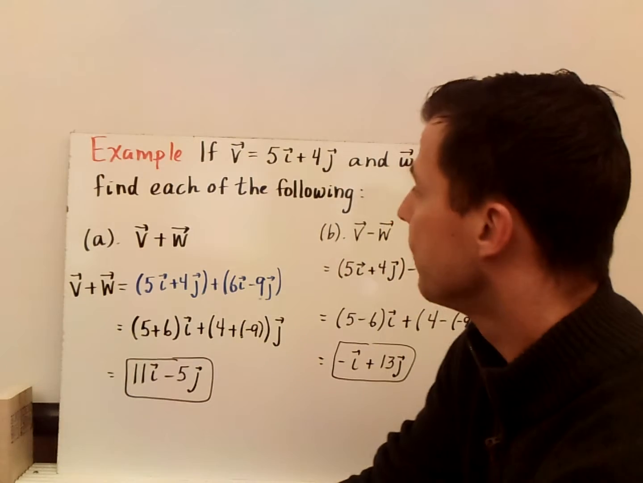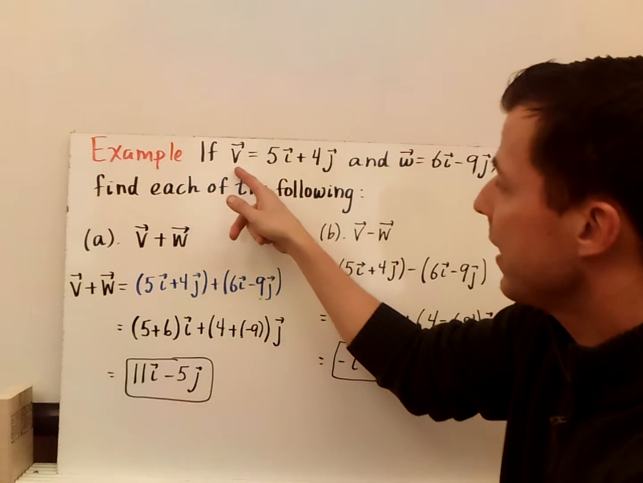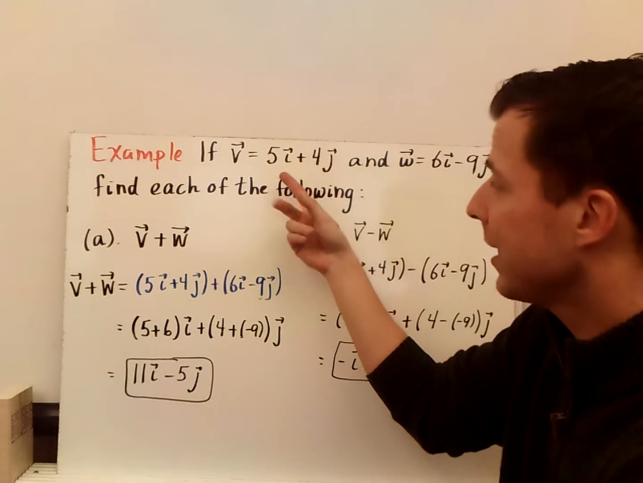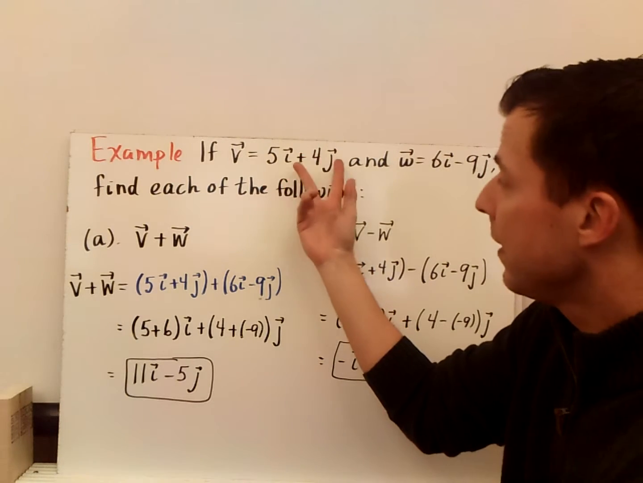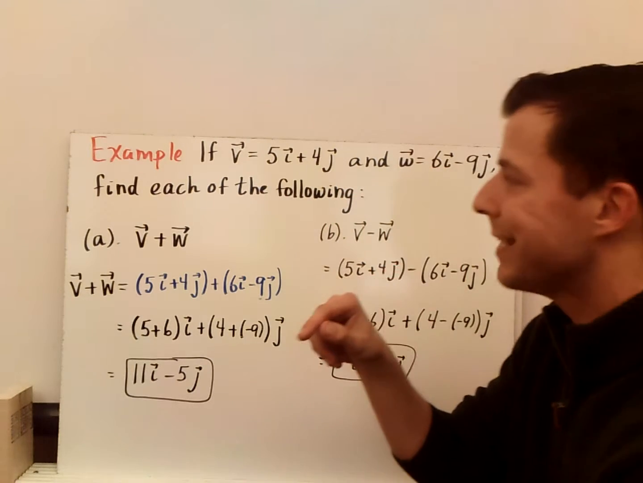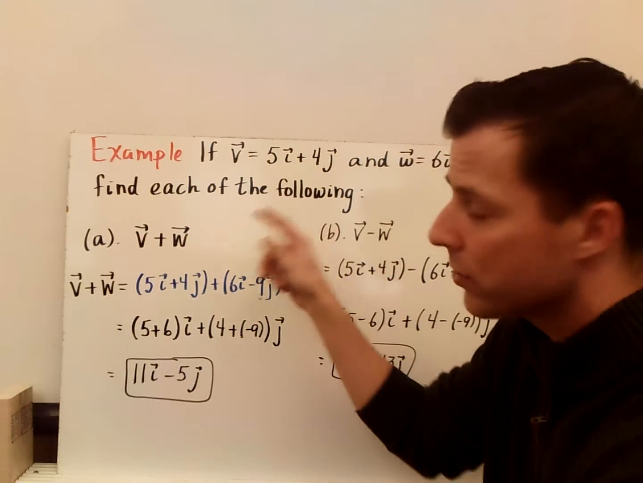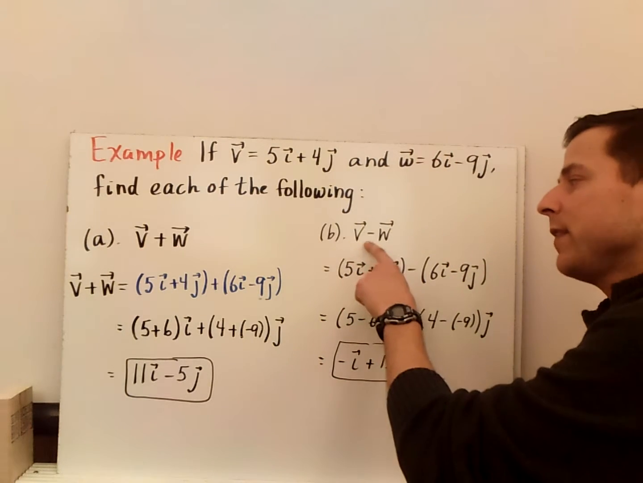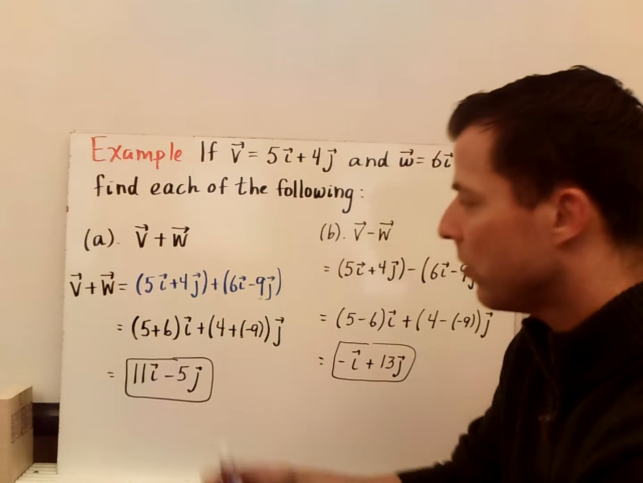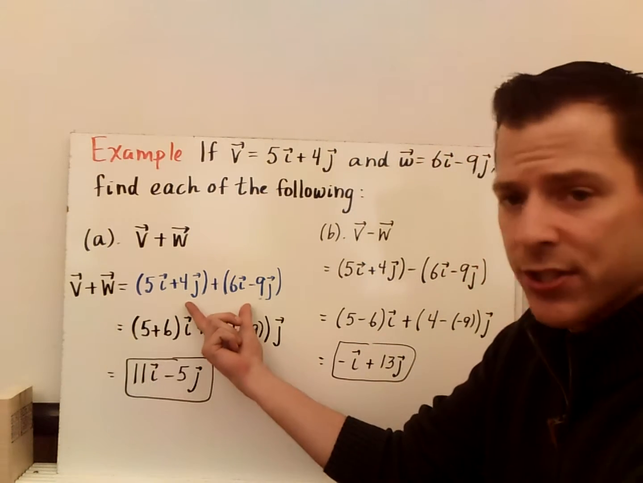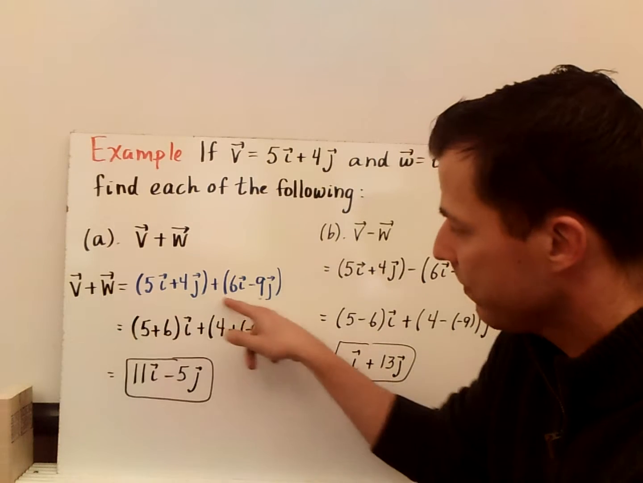Okay, so in our first example, if vector V is defined as 5i plus 4j, I'll say it like that because I don't want to keep saying vector this. These are vectors, okay? And W is defined as 6i minus 9j. Find each of the following vectors: V plus W, and V minus W. So again, I write what I'm trying to do. The blue here is the substitution of what I know each vector to be.